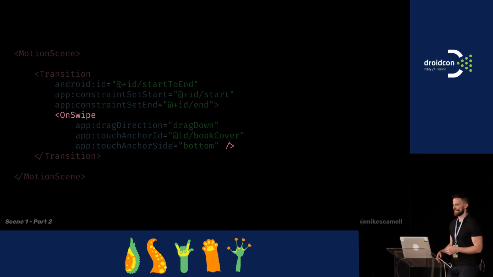We have the touch anchor ID, which references the object that the movement will be relative to. If we omit this from the layout, then the movement will be relative to the X and Y of the motion layout. The touch anchor side defines the side of the object which should track your finger. In this case, we're saying the bottom of our book cover should track our swipes. There are a few other attributes we could use, such as max acceleration or drag scale, but we're going to keep it simple. We've got a lot to do.